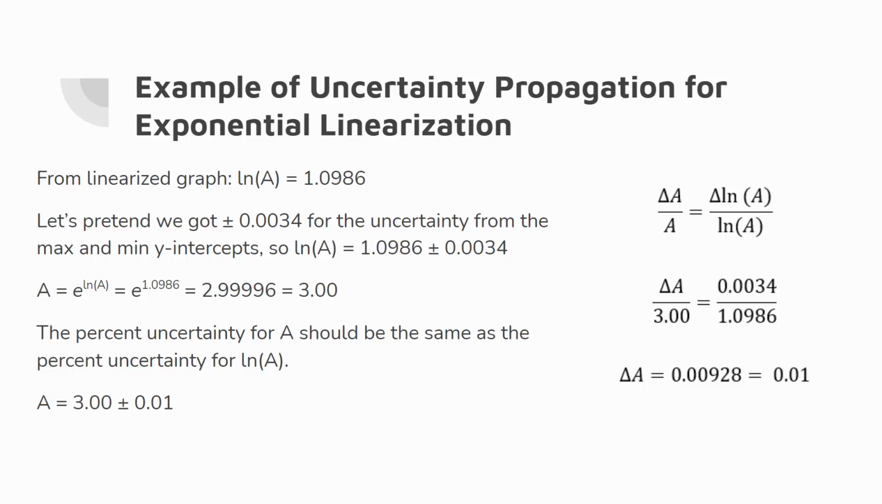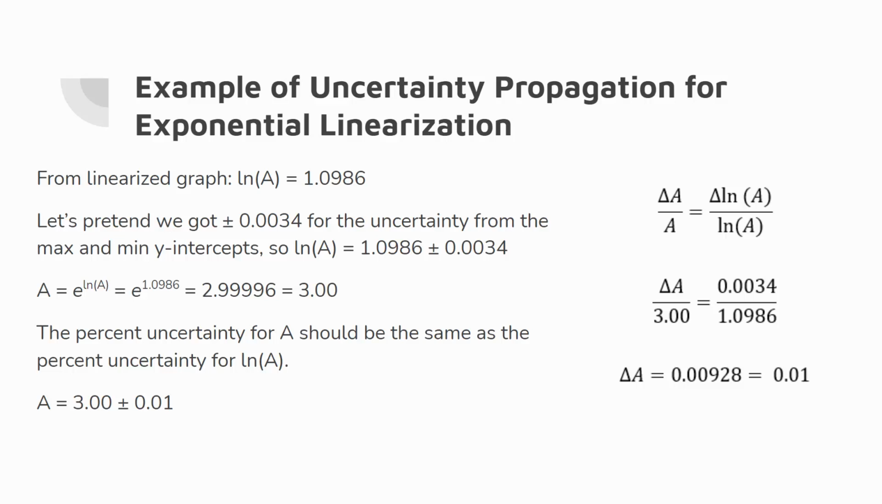I've already showed you how we figure out a from the natural log of a. We raise e to the power natural log of a, and we get ultimately 3.00. That's fine. We need to know what is the uncertainty in that 3.00. Well, we're going to say that the percent uncertainty for a, that is the 3.0, is the same as the percent uncertainty for the natural log of a. So I've basically written the same equation here. I changed it to the letter a, since that is the parameter we're using here.